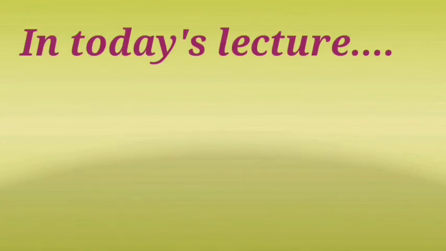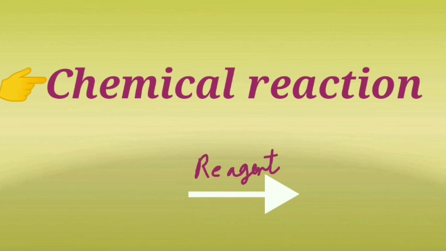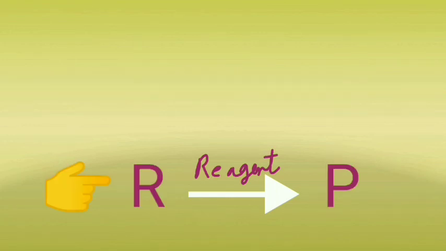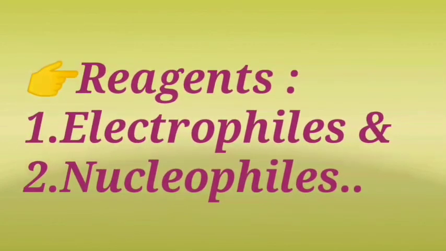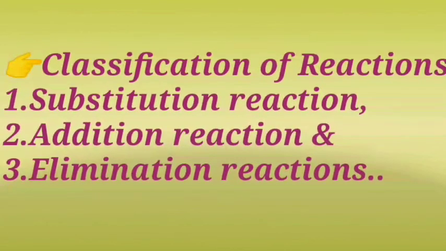So students, in today's lecture we have started with the chemical reaction. We have seen that reactant reacts with certain reagent molecule to get the formation of a product. We have seen that reagents are of two types, that is electrophiles and nucleophiles, and we have also discussed the classification of reactions, that is substitution reaction, addition reaction and elimination reactions.